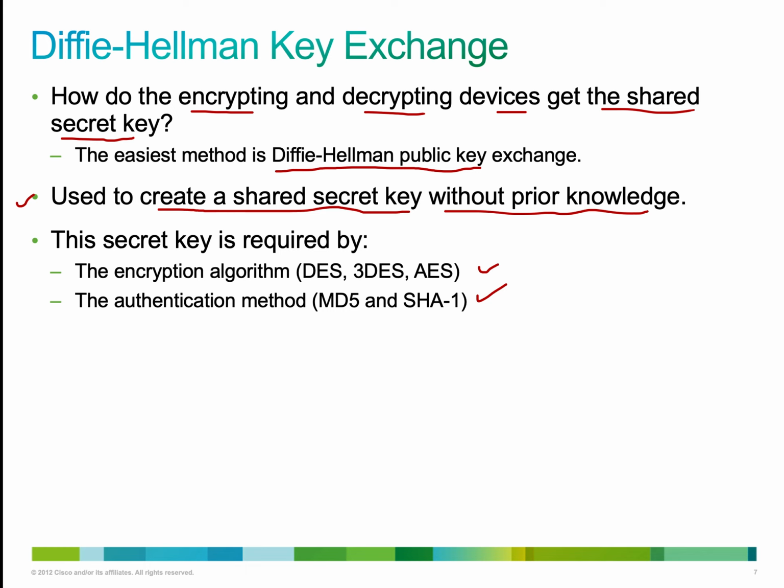Now, this secret key is required by what? By the encryption algorithm, the DES, 3DES, and AES. So this key is needed by both the encryption algorithm and the authentication algorithm, or the hashing function. Both the encryption and the hashing need the secret key, and this key is generated by DH, the Diffie-Hellman key exchange method.